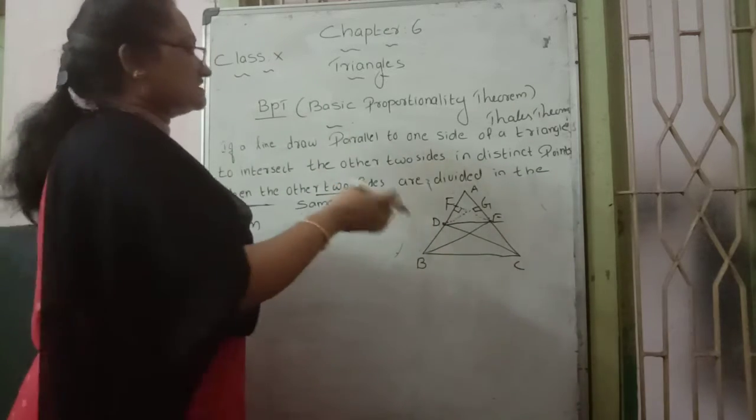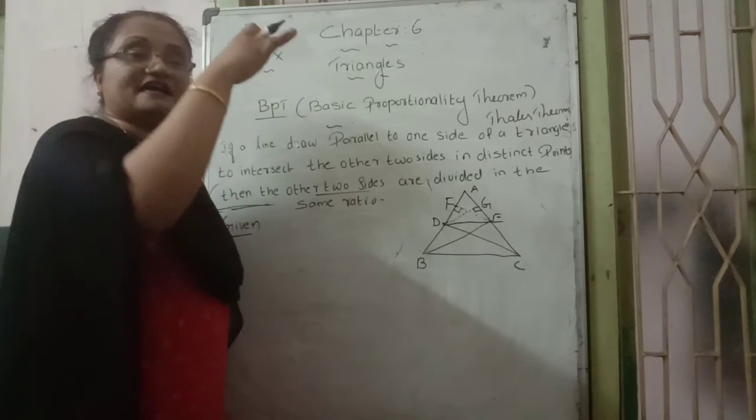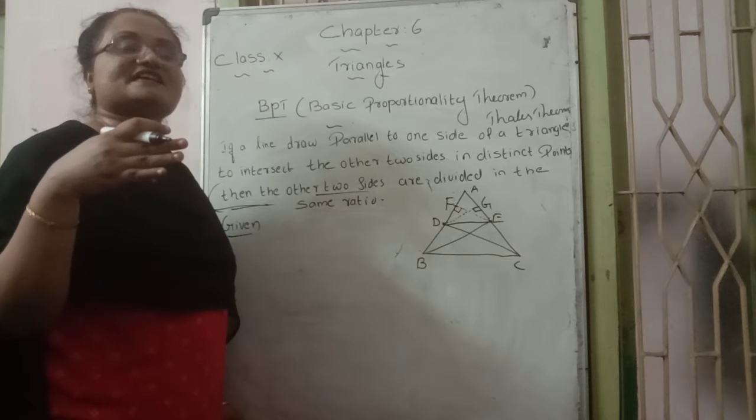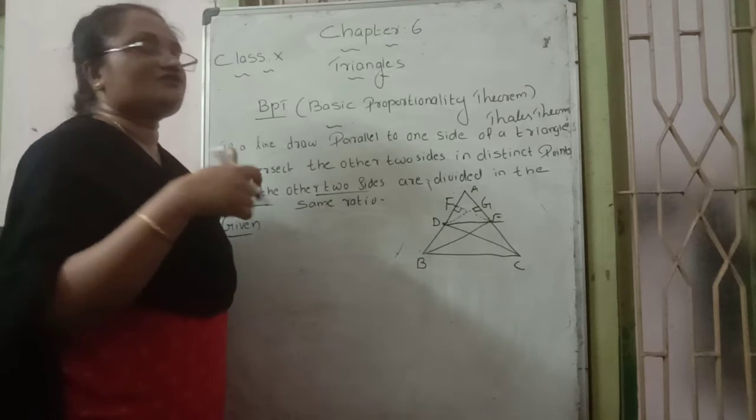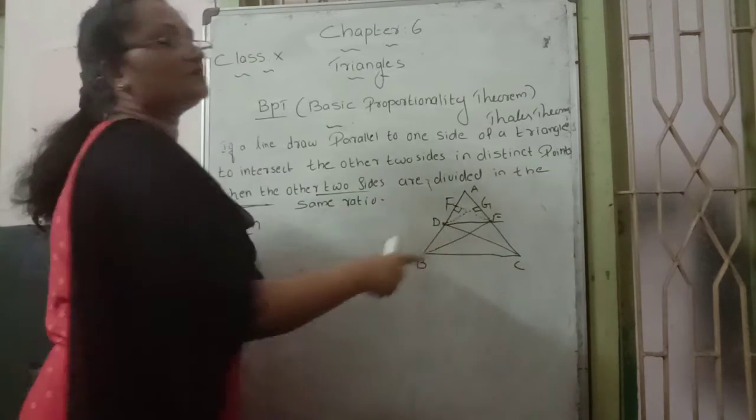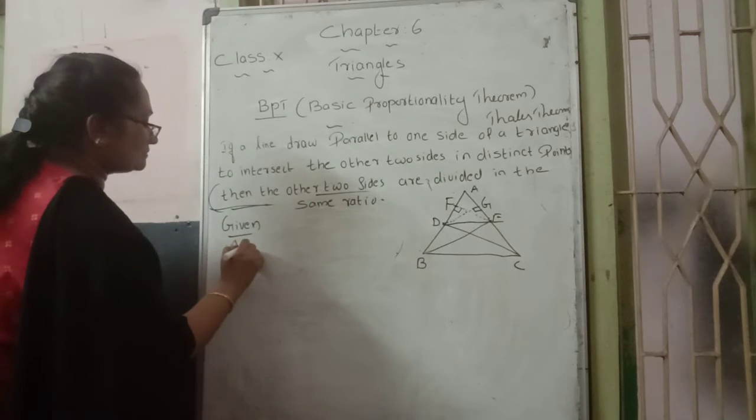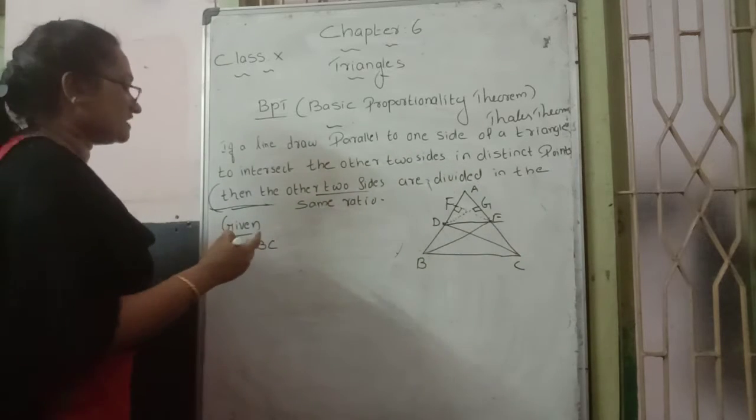So what is our aim? We want to prove that the DE line divides the two sides, AB side and AC side, in an equal ratio. So what are the ratios? AD by DB is equal to AE by EC. What information is given? They mentioned one triangle. That's why we give the name ABC triangle.